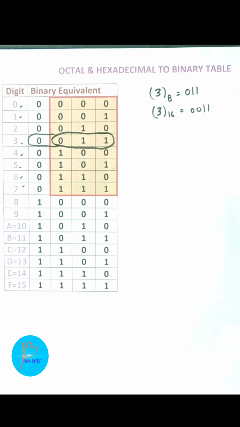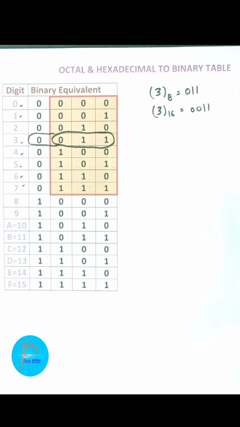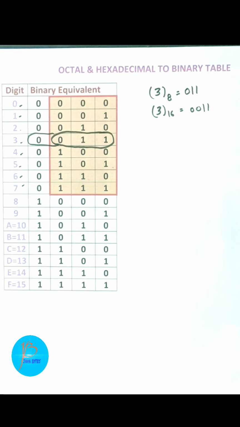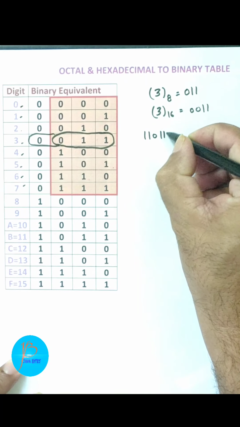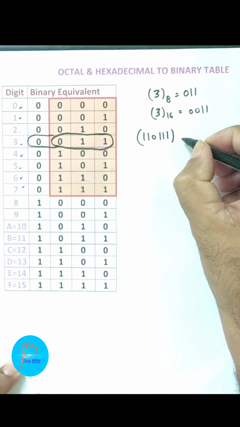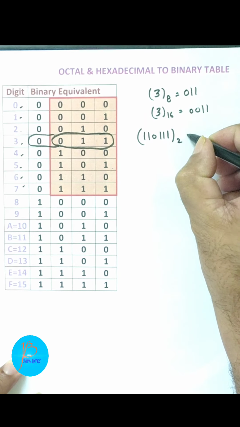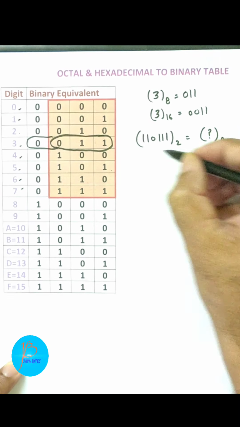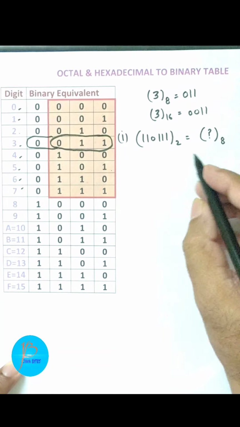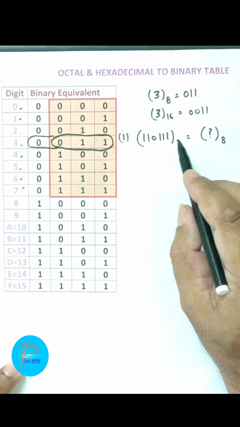Okay, children, and finally, how can we solve the problem using this table? For that purpose, children, again I take you to the previous example. In the previous example, the first problem we solved was 110111, from binary to octal. The first problem was something like this. So how can we solve it using that table?